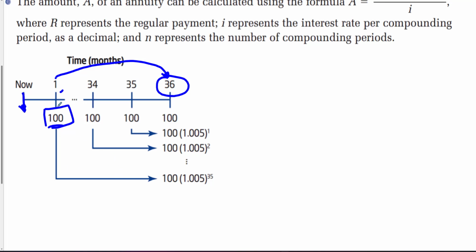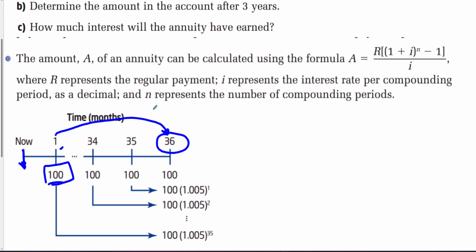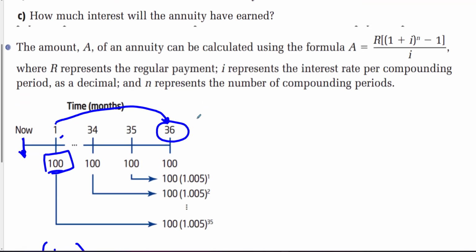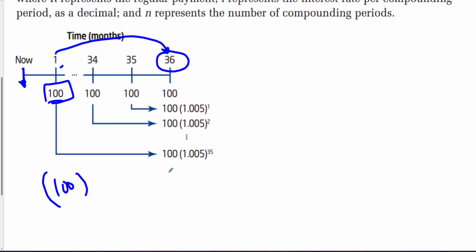So every month that passes, this $100 is going to grow by 6% per year, compounded monthly. So how do I figure out what 6% is? What's my I value? 0.06. What's my J value? 12. If you do that, you should get 0.005. And that is this value right here.